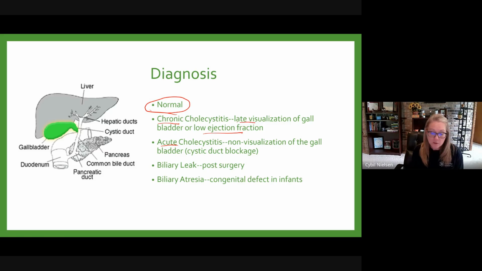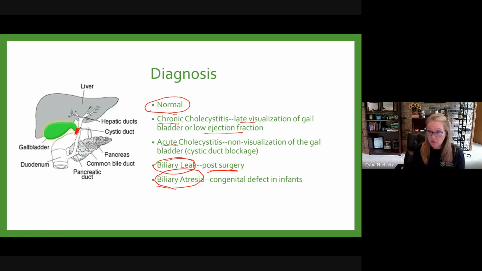The other 2 things we can do is if the patient has a biliary leak. This is after you have surgery. Sometimes there's an incomplete closure of the duct, and so the bile can leak into the abdomen. Very painful. This is an easy study to do. We just inject the mebrofenin, and we're looking to see if it's pooling in the patient's side.